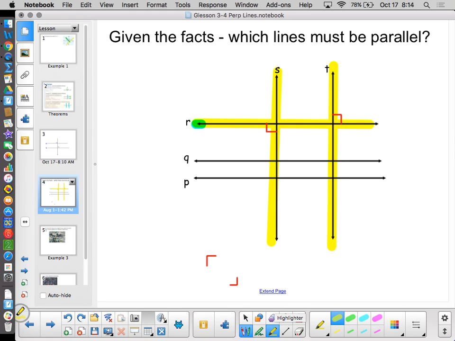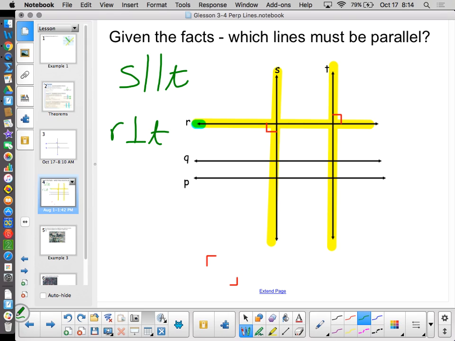So what are my parallel lines? S and T. And again, the way we would indicate that when we're writing it, we use our symbols. S is parallel to T. Notice our parallel symbol is parallel lines. We could also indicate perpendicular by saying R is perpendicular to T. Notice my perpendicular symbol is perpendicular lines. Very exciting, isn't it? The symbols match exactly what it is you're trying to say. Just like the line symbol is a line, and the segment symbol is a segment, and the ray symbol is a ray. Yay! It works.